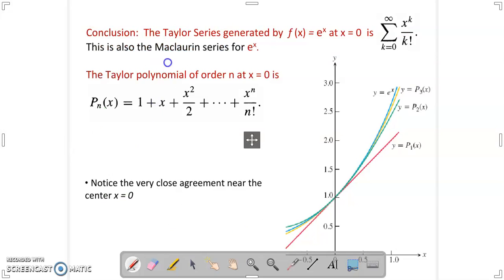So what is the conclusion? That the Taylor series generated by the function at point x is equal to 0 is this series, and since we have x is equal to 0, you know that the Taylor series at point x is equal to 0 is nothing but the Maclaurin series.